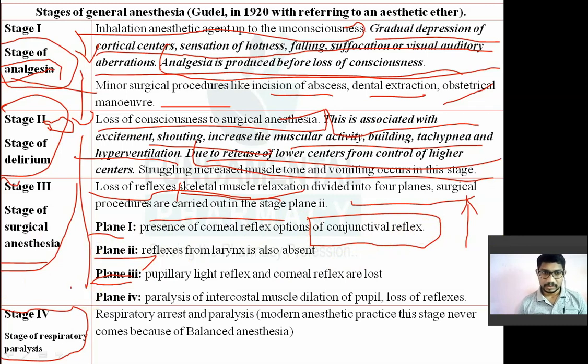As the concentration will increase, patient will enter in the next plane. So here reflex of larynx is also absent. So इसके बाद में बाकी के रिफ्लेक्स धीरे धीरे कम हो जाएंगे, लैरिंक्स के रिफ्लेक्स कम हो जाएंगे, यहाँ पे रिफ्लेक्स जाएगा। प्लेन 3 में क्या होगा, pupillary light reflex and corneal reflex are lost.